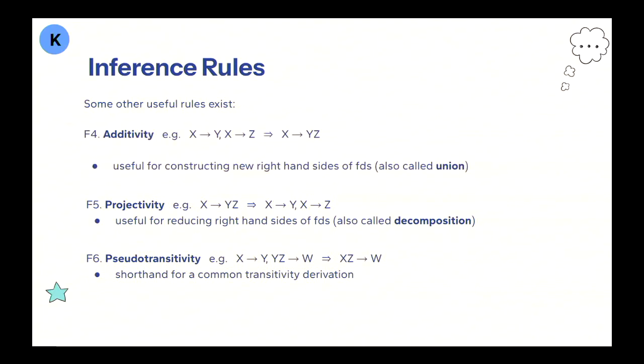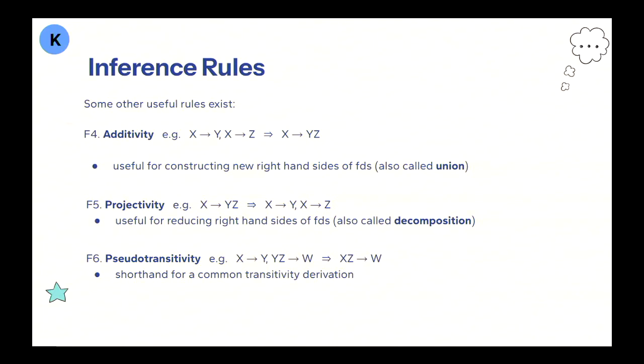I messed up this animation again, but here are some other useful rules other than Armstrong's rules. The first one is additivity. It is used to combine rules. If X could determine Y and X could determine Z, X will be able to determine the set of X, Y, and Z. So this is to combine different rules. And this rule is also called union.